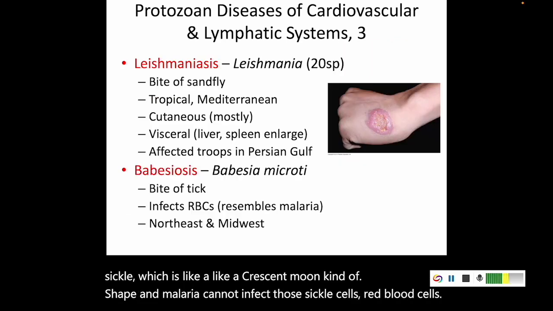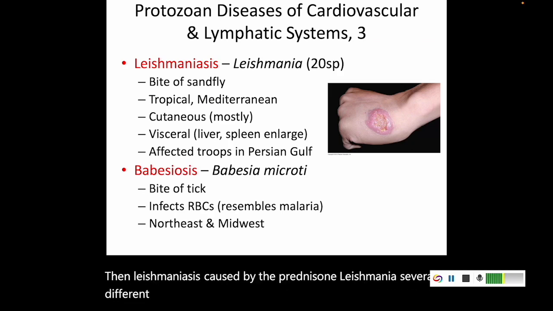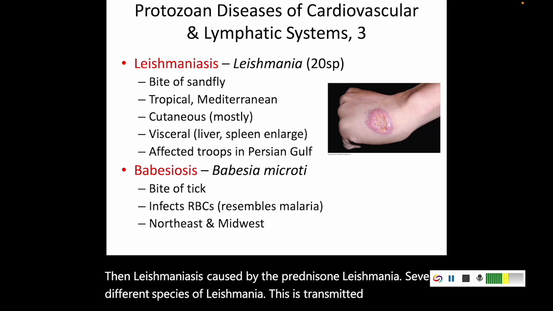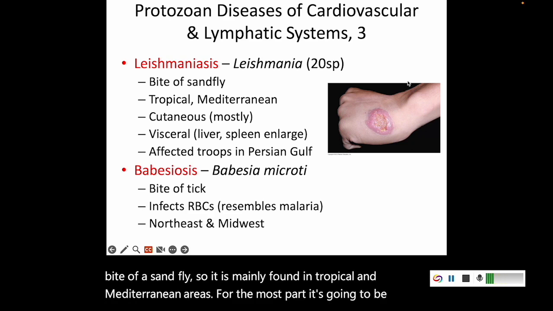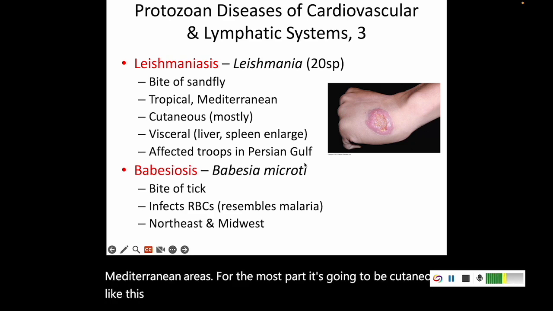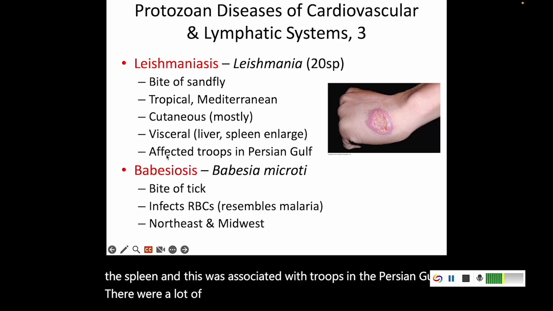Then leishmaniasis, caused by the protozoan leishmania, several different species of leishmania. This is transmitted through the bite of a sandfly, so it is mainly found in tropical and Mediterranean areas. For the most part, it's going to be cutaneous, like this, although it can become visceral and infect the liver and the spleen. And this was associated with troops in the Persian Gulf. There were a lot of troops that were affected.